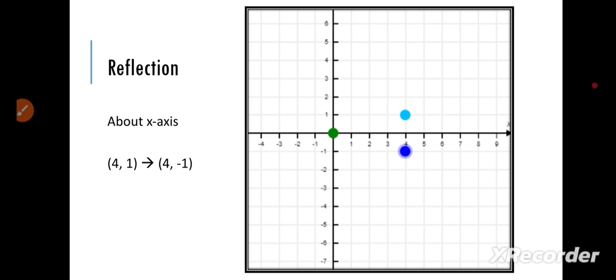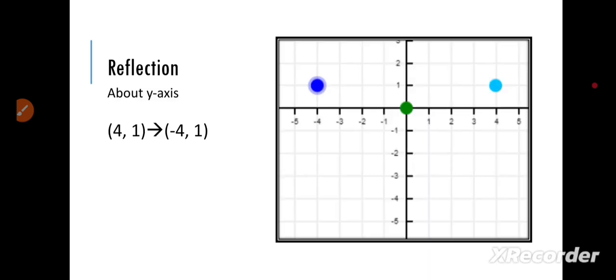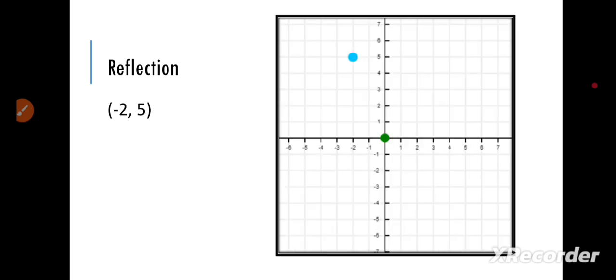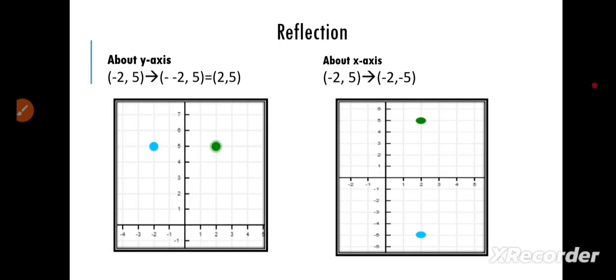along x-axis, the blue image goes below the x-axis. It becomes 4, minus 1. And if we reflect the same image along the y-axis, it becomes minus 4, 1. So similarly we see that if we want to flip over the x-axis, the sign is changed in the y, and when we want to flip the image over the y-axis, we change the sign in the x coordinate, the opposite. For the x-axis, changes in y coordinate. For the y-axis, changes in x coordinate.